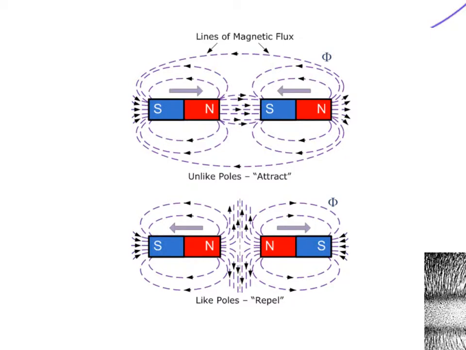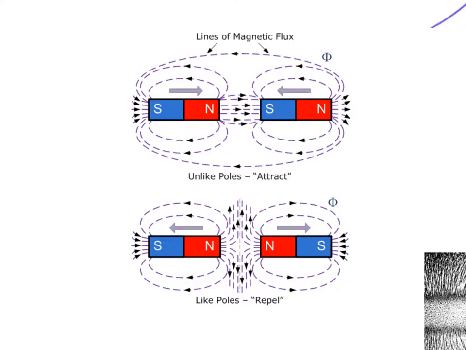In the second diagram we have like poles together, north and north, and they repel. We can see the behaviour of the magnetic field here and here and here and here. North and north are repelling and pushing away from each other.